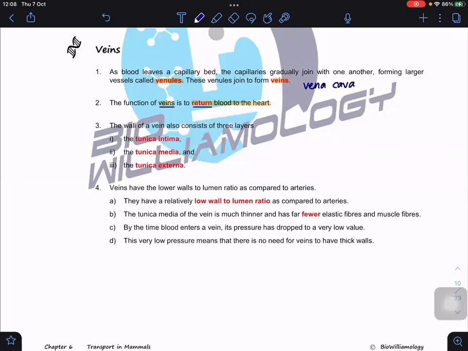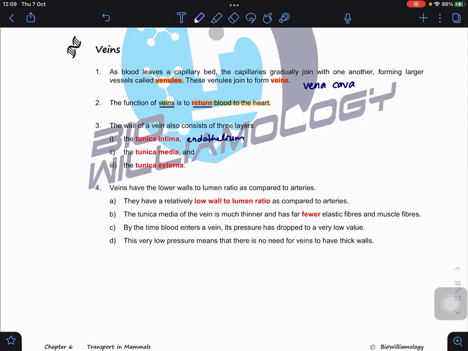Again, the wall also consists of three layers: tunica intima, tunica media, and tunica externa. The tunica intima is still the same, endothelium, so low resistance. For the tunica media, we know that the pressure of the blood inside the vein is quite low, negligible in some veins. Therefore, we do not need a very thick tunica media if you compare.